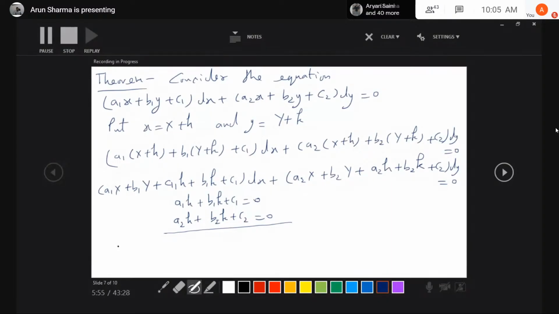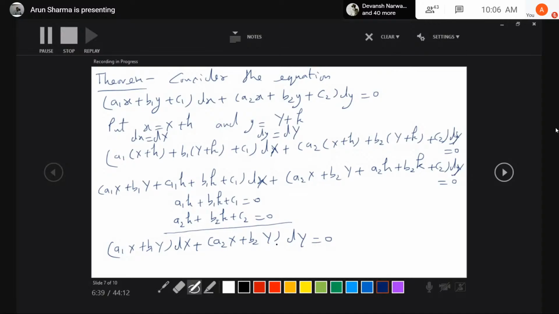Okay. So then what will happen is a1X plus b1Y dX, and I'm sorry, this is now capital dX, and capital dY, because I have replaced this x by X plus h, and this h and k are constants. So dx is dX and dy is dY. So the whole system will convert into this form, a2X plus b2Y dY equals to 0. And you know how to solve this type of differential equation.